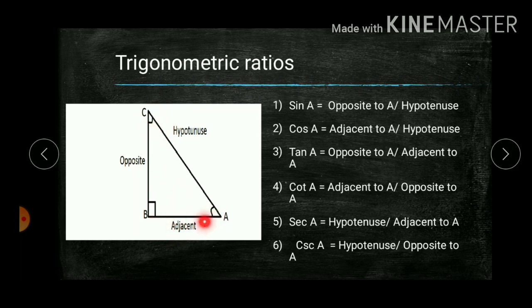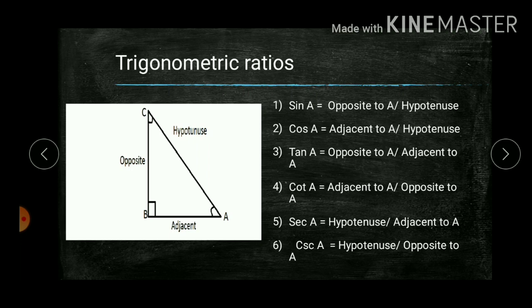BA by CA. Now cos A. Cos A means adjacent by hypotenuse, BA by CA. And tan A means opposite by adjacent, BC by BA. And cot A means adjacent by opposite. Tan A means opposite by adjacent. Secant A means hypotenuse by adjacent. And cosecant A means hypotenuse by opposite.